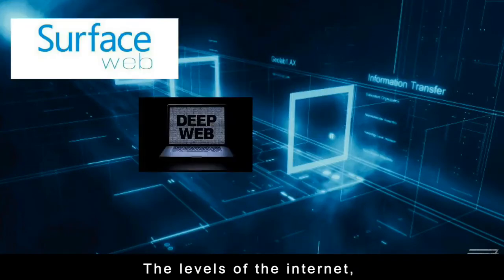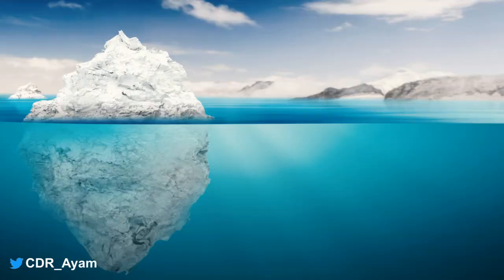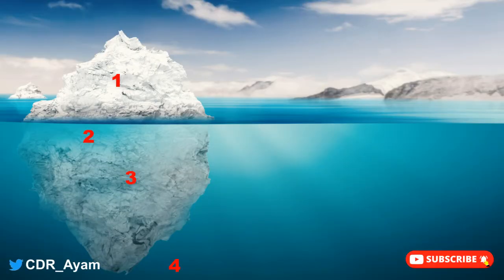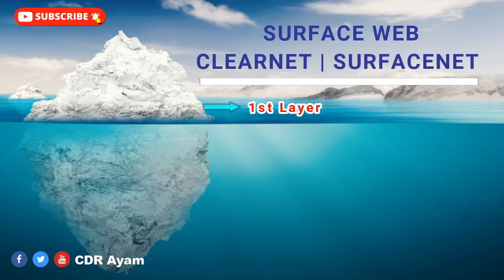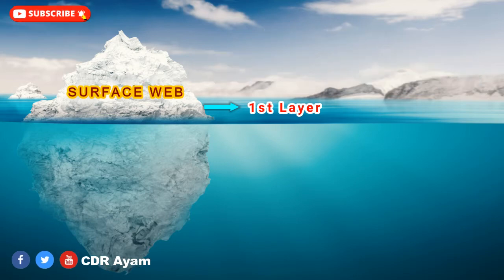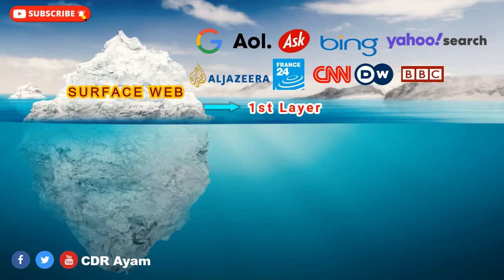In order to explain further the different levels of the internet, let us use an iceberg, which is equally made up of 4 layers. The floating ice of an iceberg seen above sea level represents the first layer of the internet, which is the surface web, and can also be referred to as ClearNet or Surfacenet, and can be accessed by all internet users. Internet search engines like Yahoo, Bing, and Google are all hosted on the surface web. Also, news websites such as CNN, BBC, France 24, and Al Jazeera are equally hosted on the surface web.